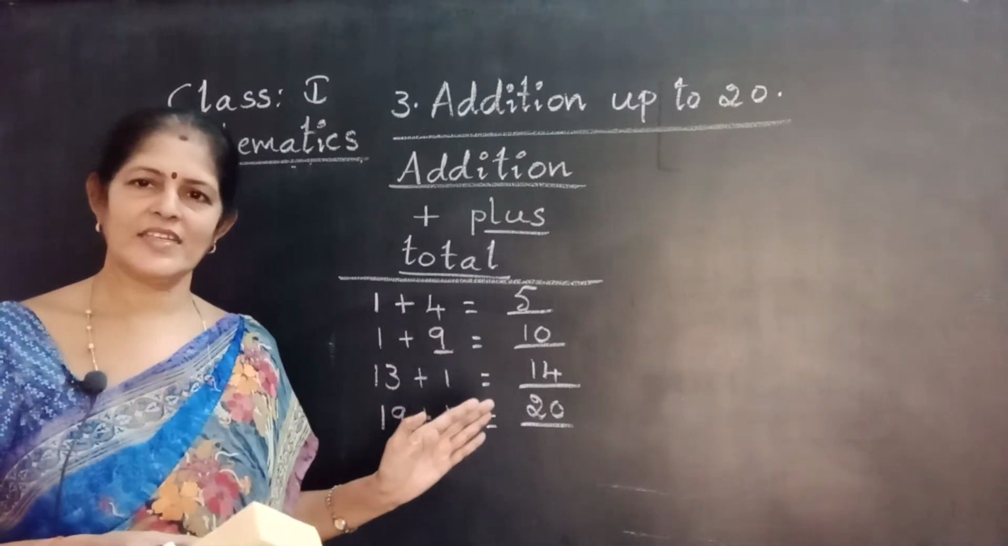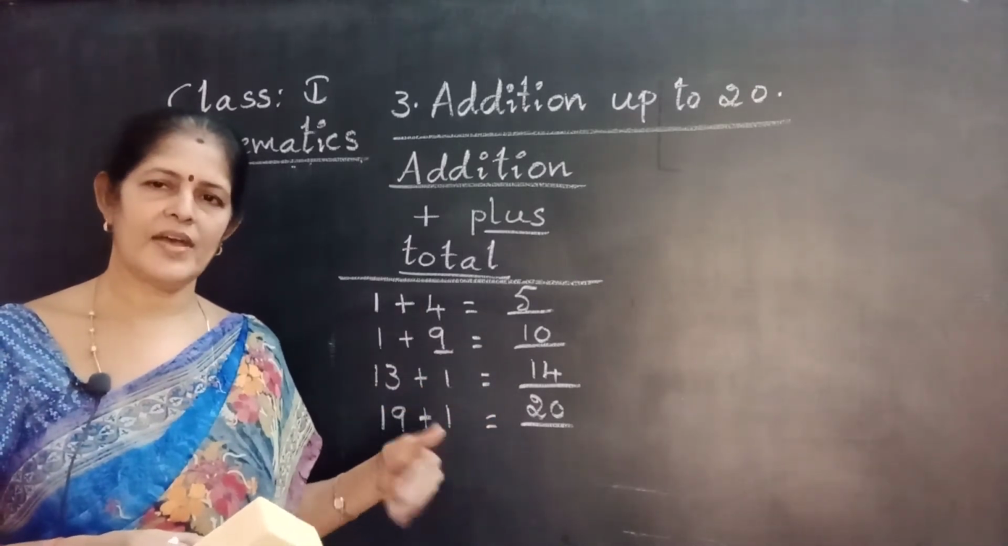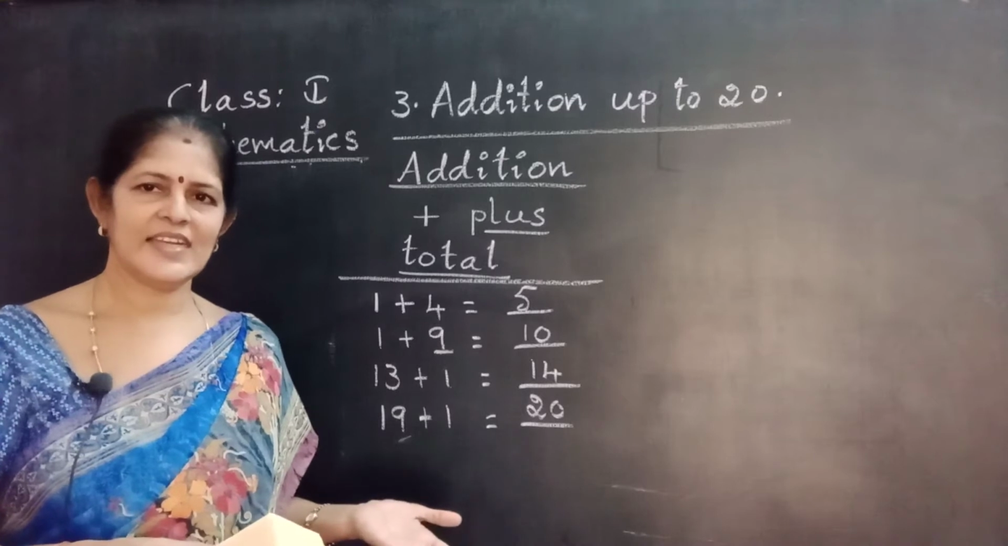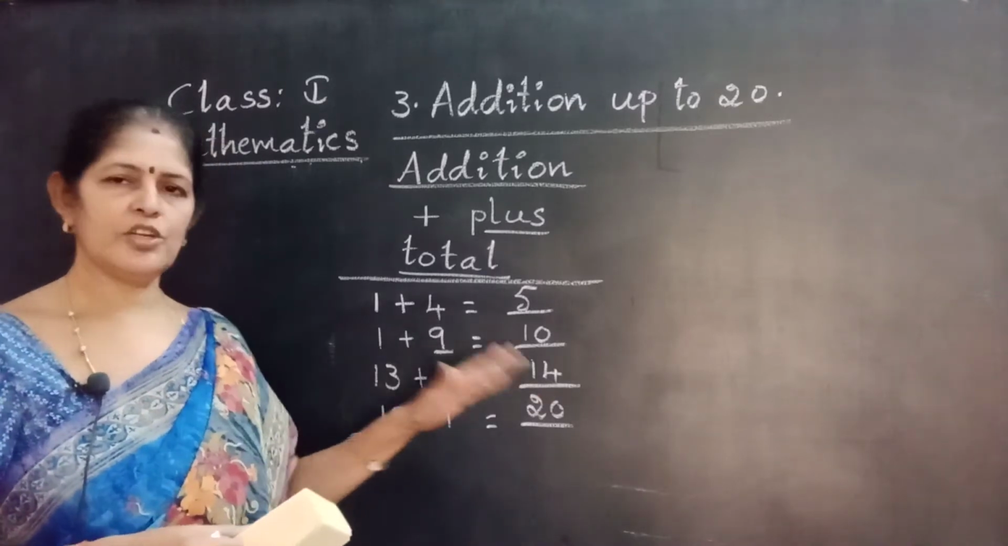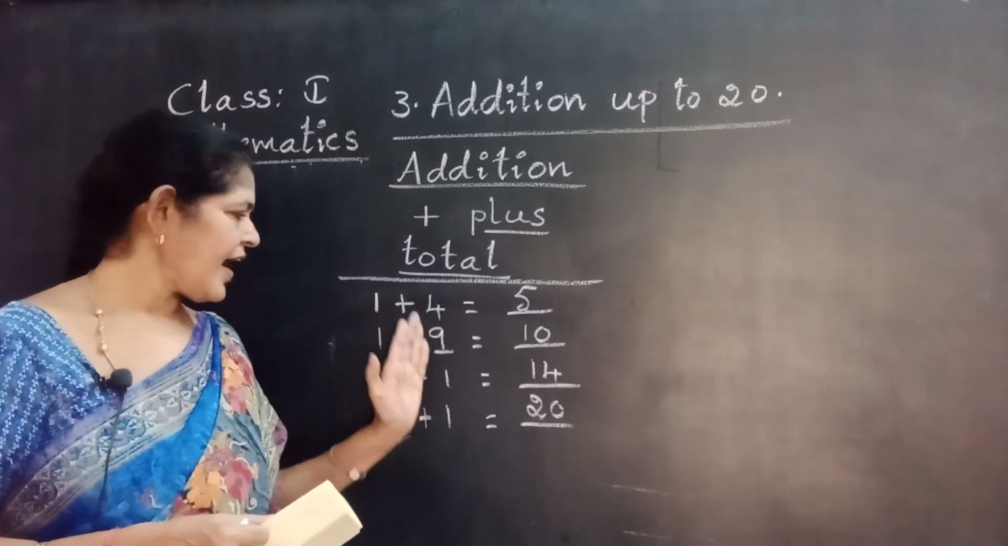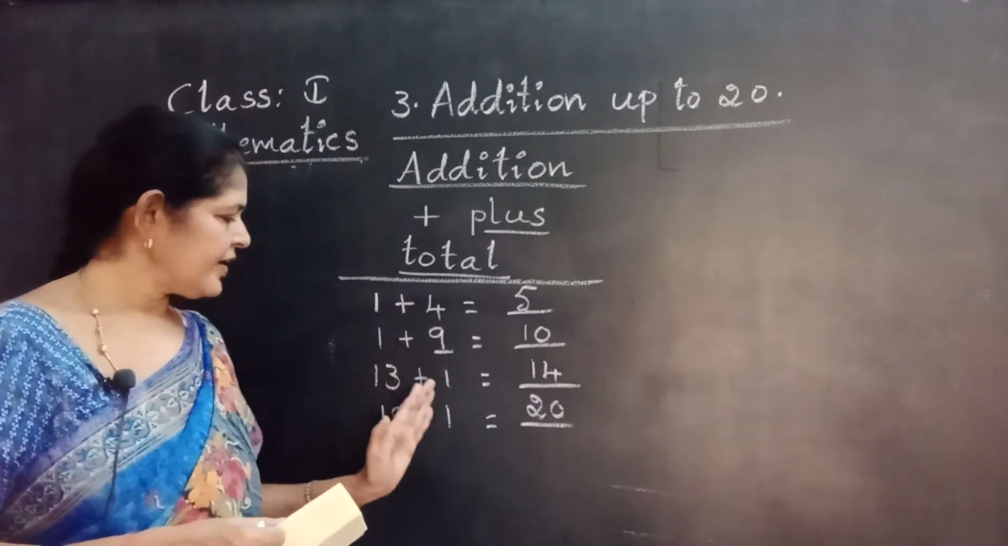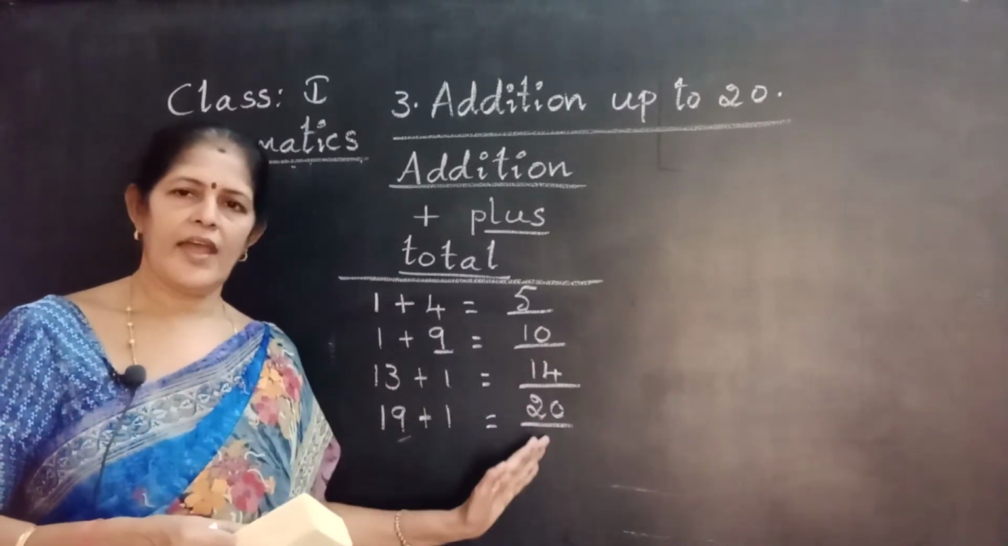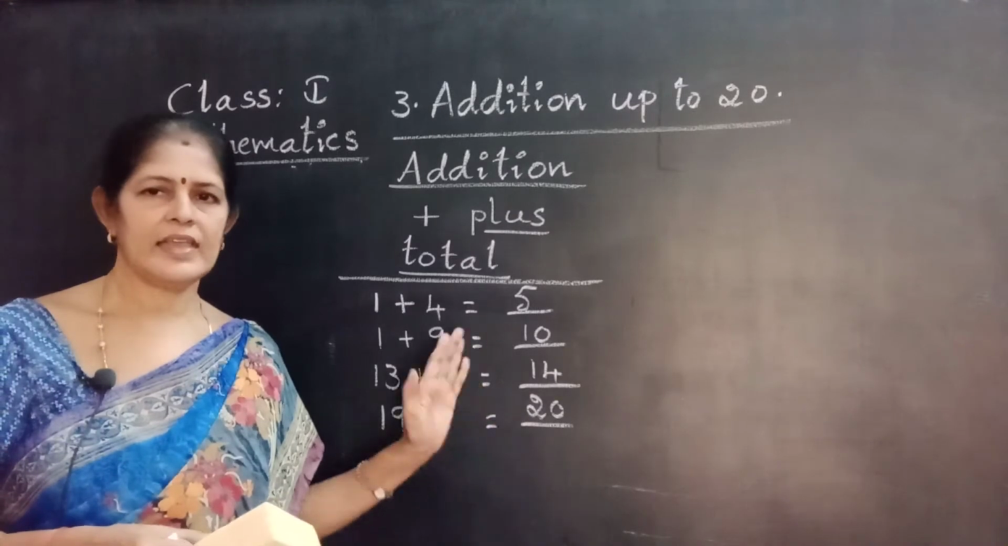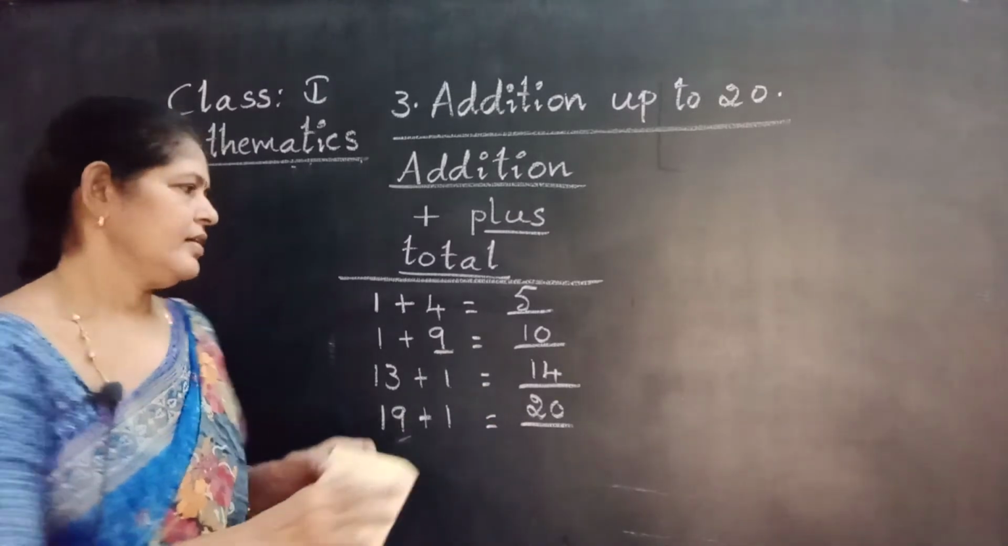You learned after numbers in the second chapter, numbers up to 20. Before numbers, after numbers, between numbers. Isn't it? That is the concept we are going to use here. When 1 is added to a number or a number is added to 1, we write the next number of the given number. Understood? Next one.